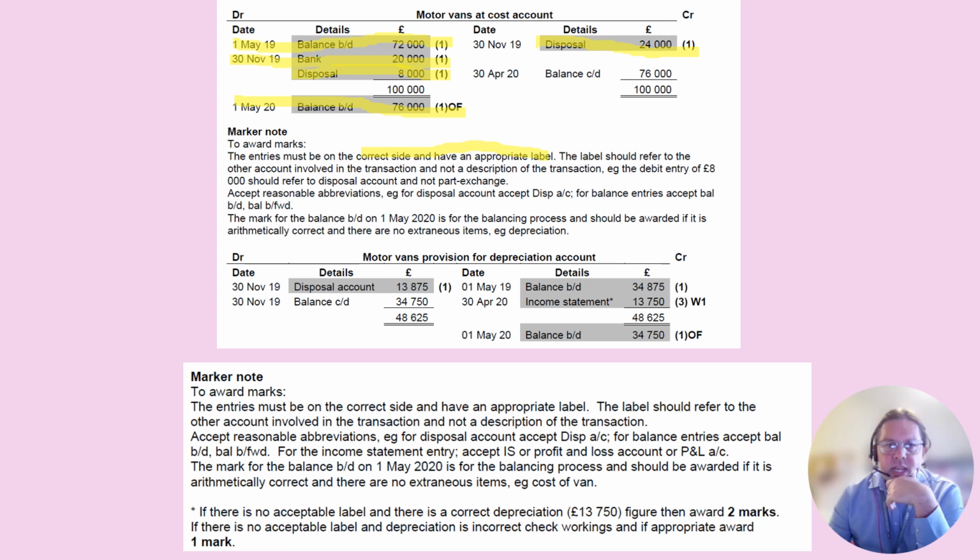For the disposals account, except "disp account", it's okay. Shorthand's okay. For me, I'd write disposals. What time are you saving? The mark for the balance brought down is for the balancing process. We can't have any extraneous items. So yeah, any alien items.